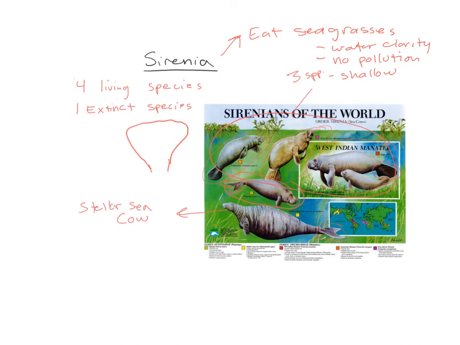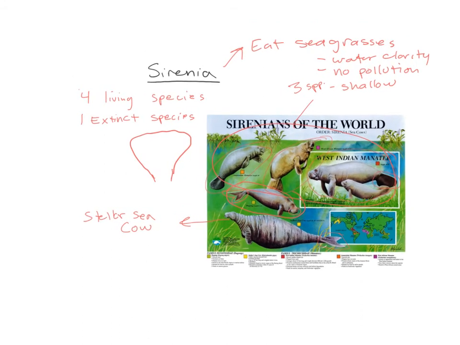Okay, so those are the sirenians. 4 species that are alive, 3 of which are marine, 1 extinct species. Now there are places in Florida where you can go and you can swim and feed the manatees. I would really like to do that someday, if we ever get out of social isolation.